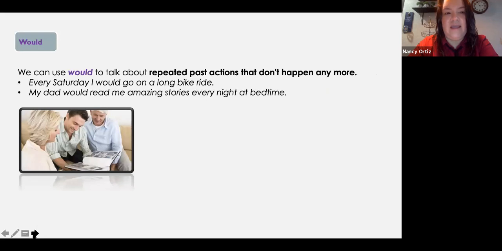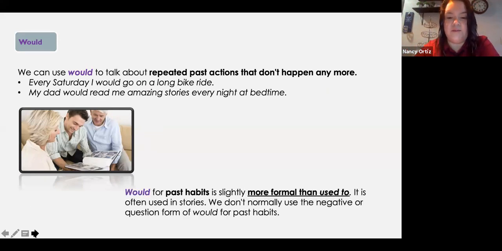Now, "would." In the case of "would," we can also use it to talk about repeated actions that don't happen anymore. It's very similar. Example: every Saturday I would go on a long bike ride. Example two: my dad would read me magazine stories every night at bedtime. So past routines, past repeated actions, with "would" too.